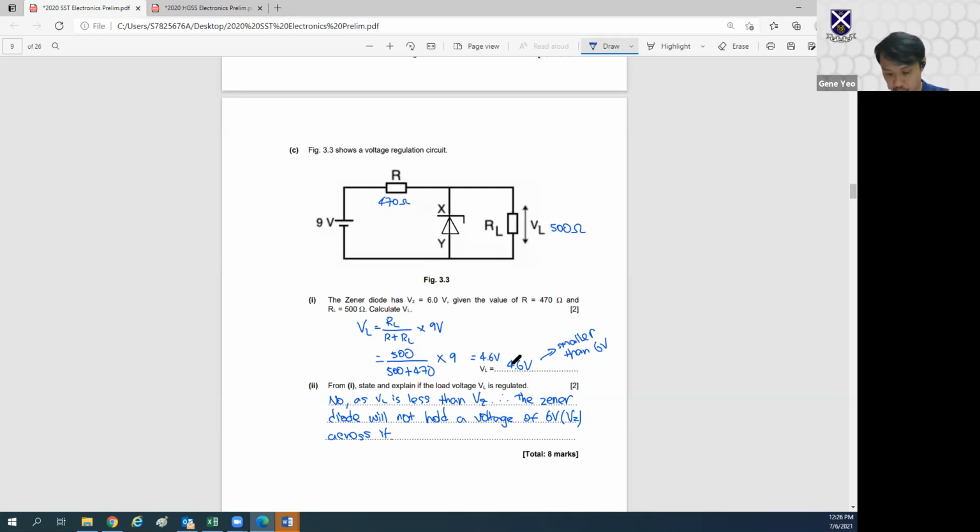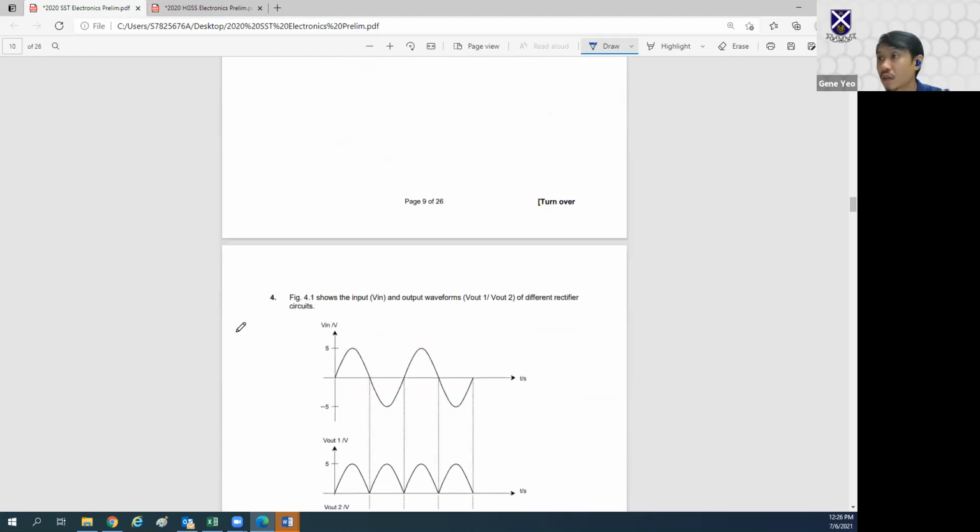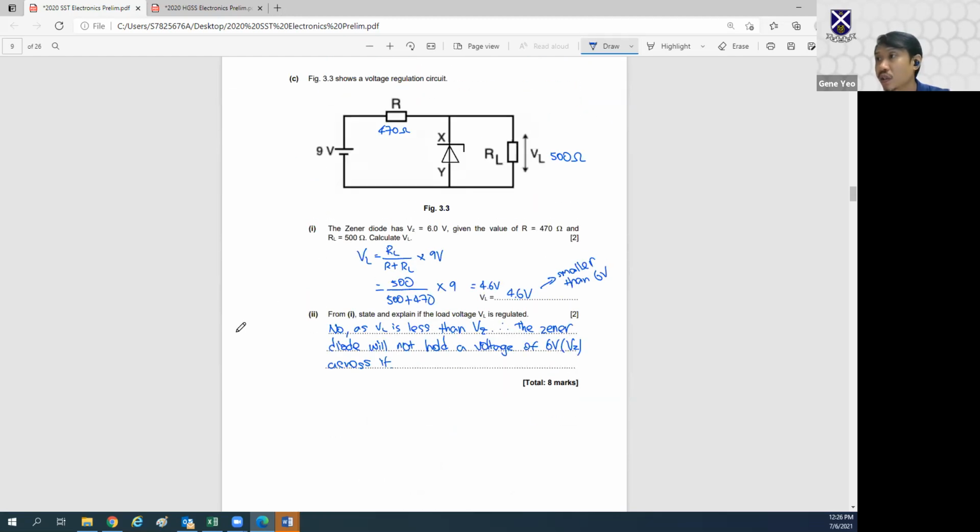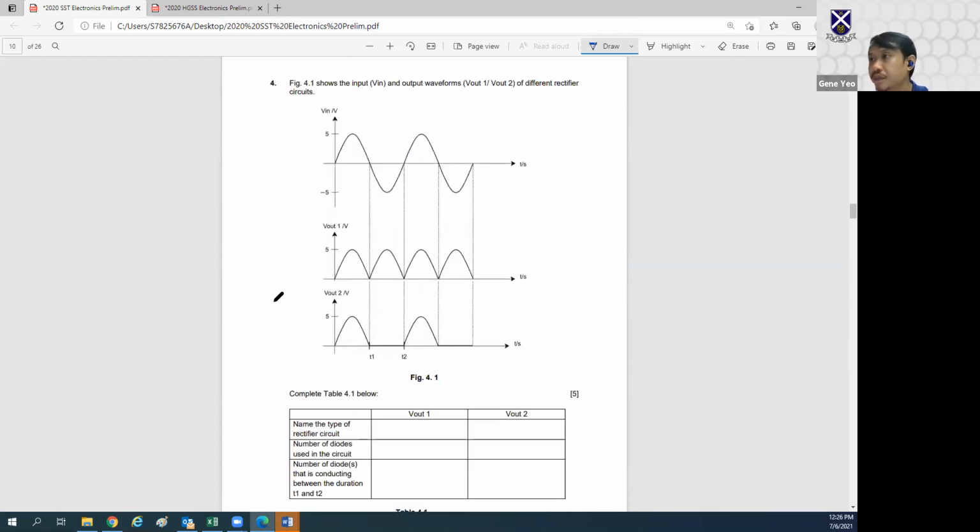Is there a part D? No. So that's the end of question 3. Any questions for question 3? I'll take that as a no. Okay, let's go on to question 4 then.